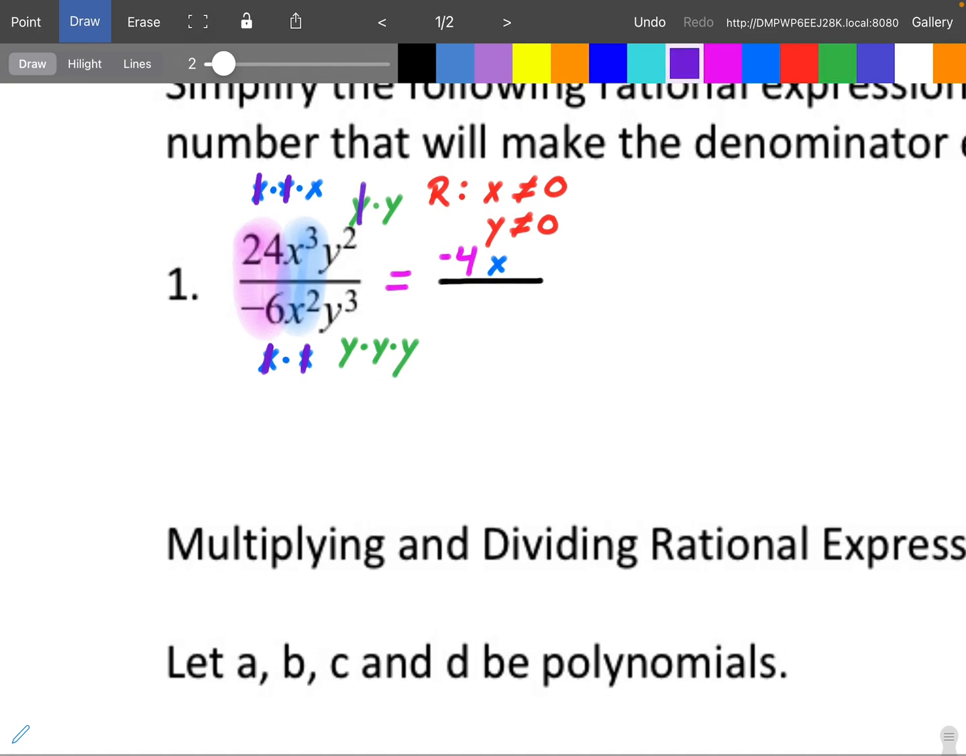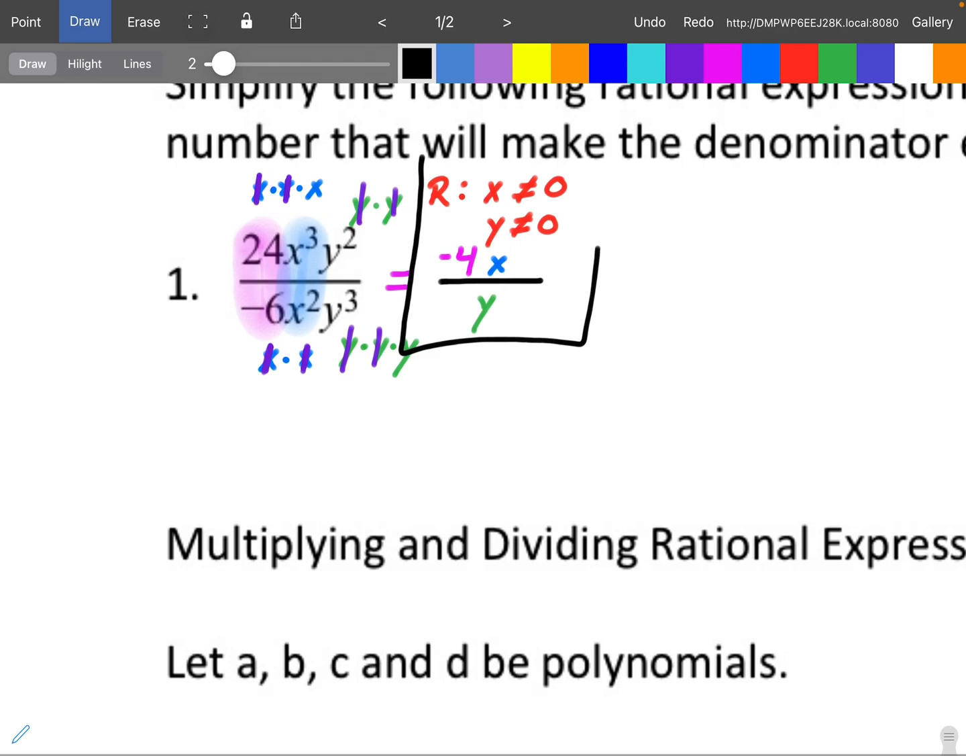So then I have y divided by y gives me 1. Those are gone. Then y divided by y gives me 1. Those are gone. So I have a single y left on the bottom. Therefore, I want to put that single y that's left on the bottom of my fraction. And so then I have simplified all the pieces of that fraction. Therefore, I have my answer.